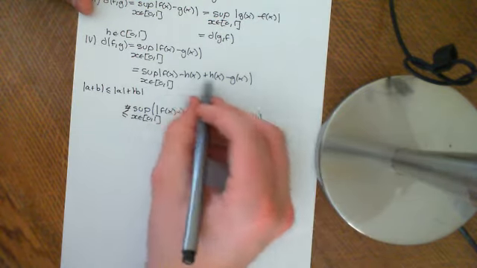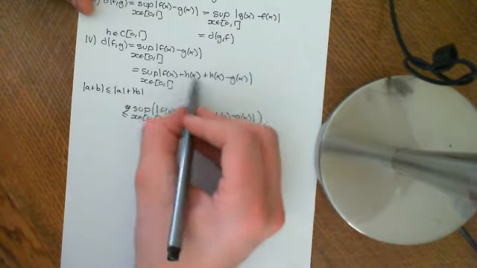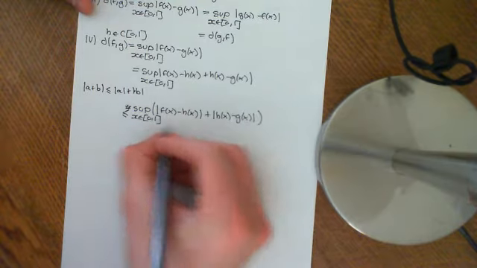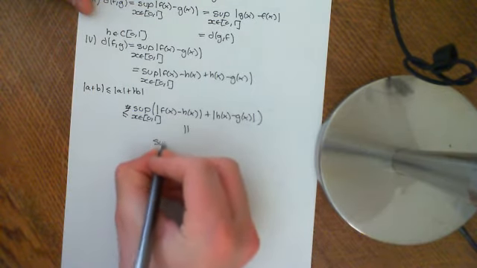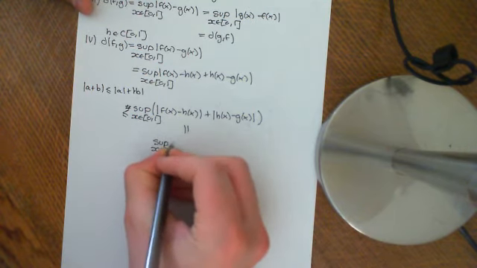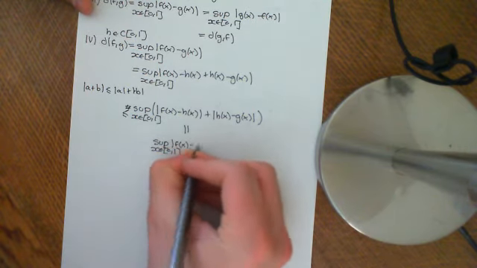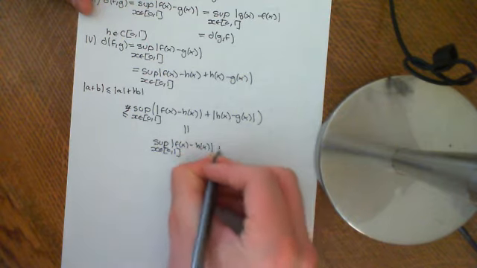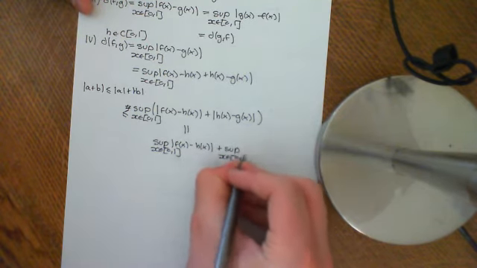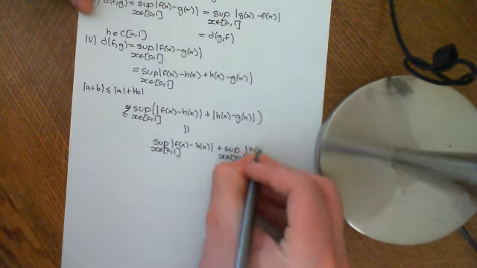Okay, so we've just split this up here, viewing a as being f of x minus h of x and b as being h of x minus g of x, and this is then less than or equal to the supremum over x an element of [0, 1] of the modulus of f of x minus h of x plus the supremum x an element of [0, 1] of the modulus of h of x minus g of x.